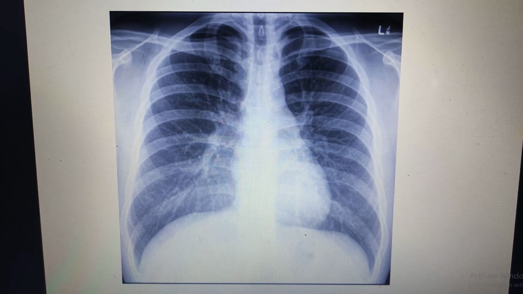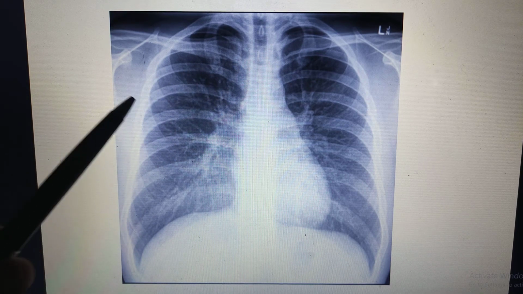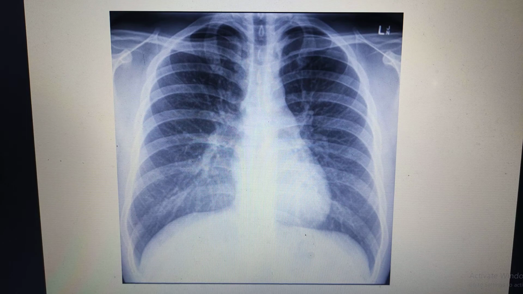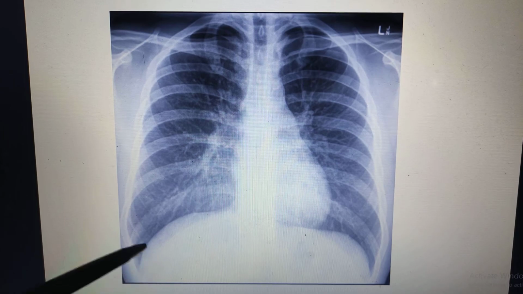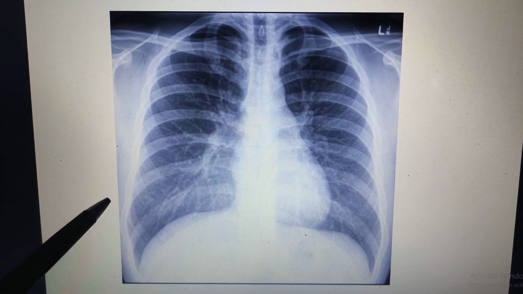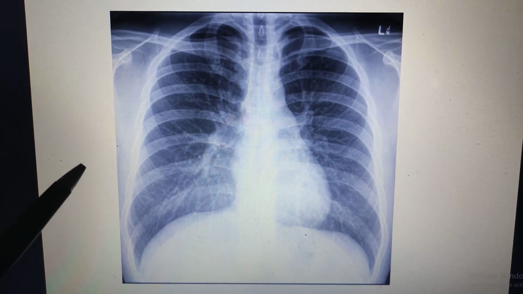Along with this, you have to see the bone. You have to see, is there any discontinuity of the bone? Discontinuity of bone means that you're having a fracture. After this, you have to see the angles. This is known as costophrenic, cardiophrenic, costophrenic. Remember, this angle has to be sharp like the beak of a bird. It has to be as sharp as that.